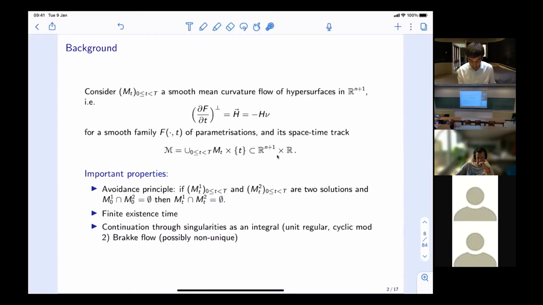But we have also discussed past singularities. These weak solutions might not be unique anymore. Okay.